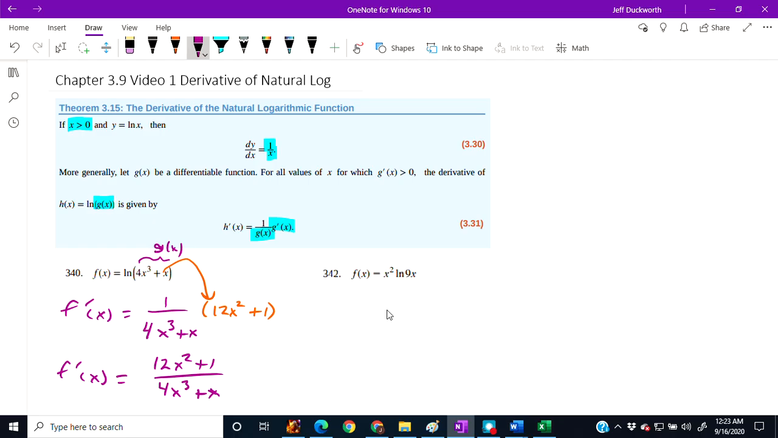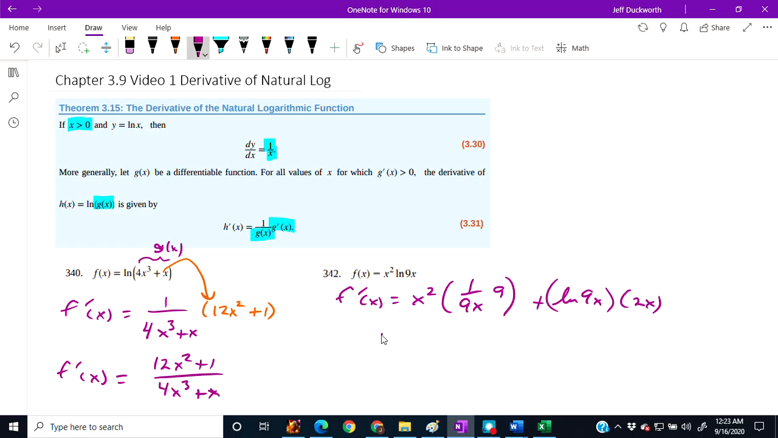Okay, this next guy involves the product rule. So the first is x squared. The derivative of ln of 9x is going to be 1 over 9x times the derivative of 9x, which is just 9. And then plus ln of 9x multiplied by the derivative of x squared, which is 2x.